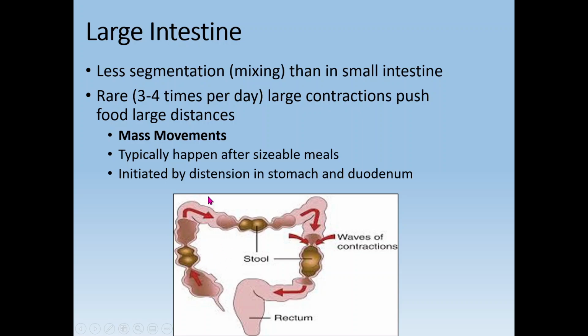Some of the triggers of that would be distension, so stretching of the stomach, as well as in the duodenum. The duodenum can sense that chyme is being added into that tract, and that will trigger these mass movements.